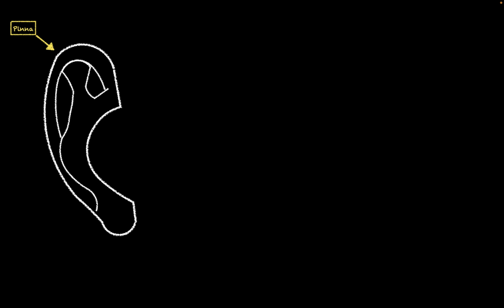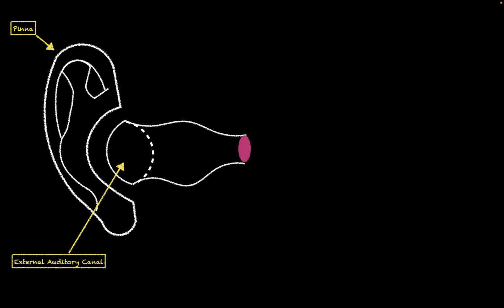The pinna is basically part of your outer ear, and its function is to reflect sound waves into a specific canal called the external auditory canal. Now, the external auditory canal then funnels sound waves to the tympanic membrane, or the eardrum. This then brings us into the middle ear.